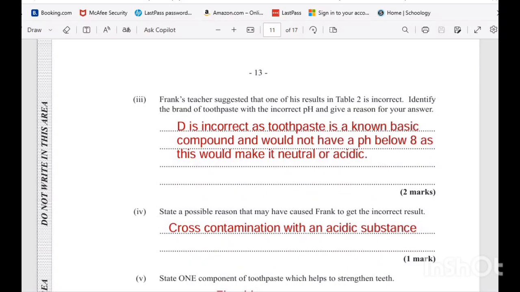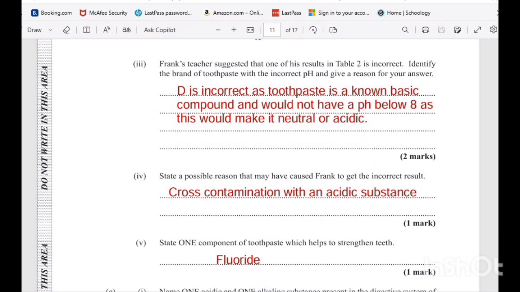So we know toothpaste is a base, so it would not have a pH of 5. Part 4 asks, state a possible reason that may have caused Frank to get the incorrect result. The reason could be anything, but I put cross-contamination with an acidic substance. So maybe there was an acidic substance there and it just contaminated, and that's why it resulted like that.